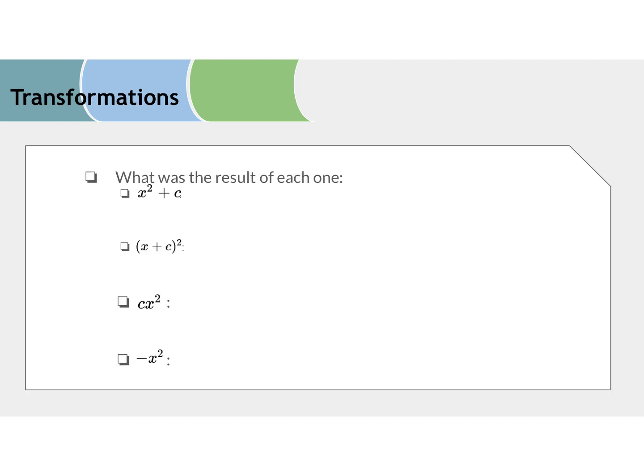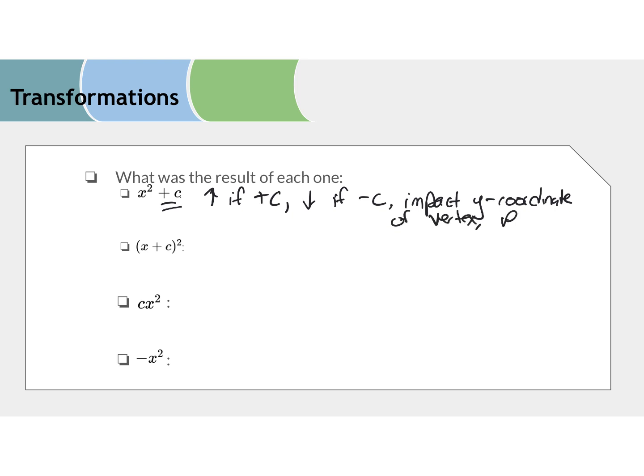So let's kind of just recap everything, just so you have it all nicely compiled. If you have a plus c on the outside, this moves the graph up if it's a plus c, and moves the graph down if it's a minus c. This is going to impact the y-coordinate of the vertex, and it's going to impact your range.